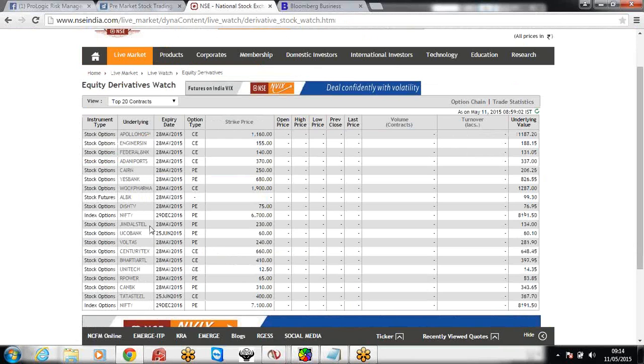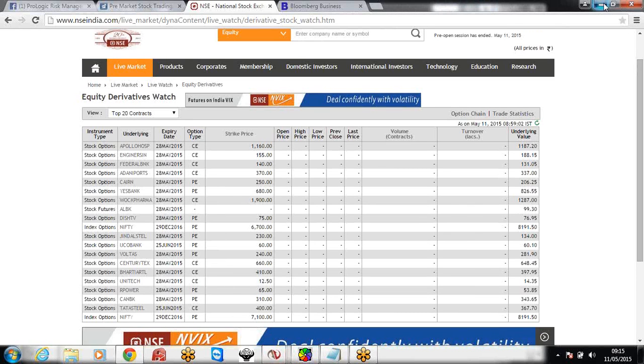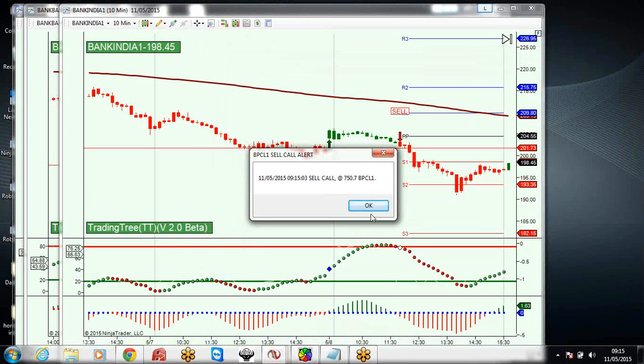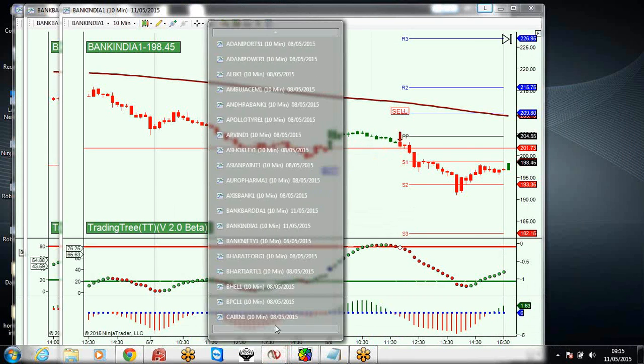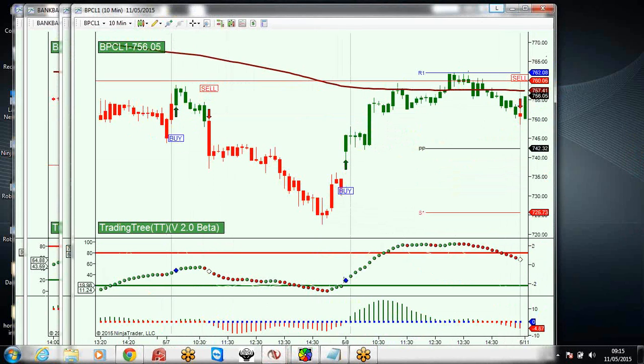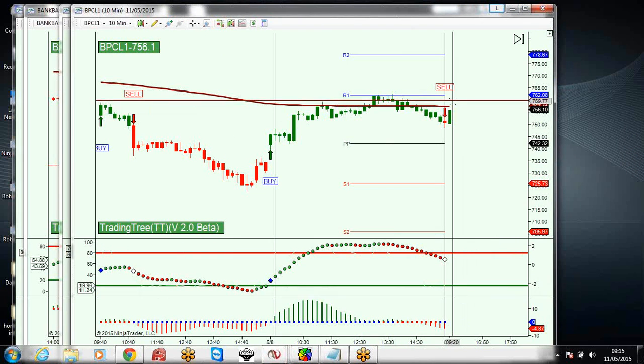You can always check the active options. I will tell you how to trade in options also. Here you will be able to see what's happening in the option market. We have got the data, and we have a sell call in BPCL. So we go to the particular chart and wait for this. We had a sell call here. Let's wait.